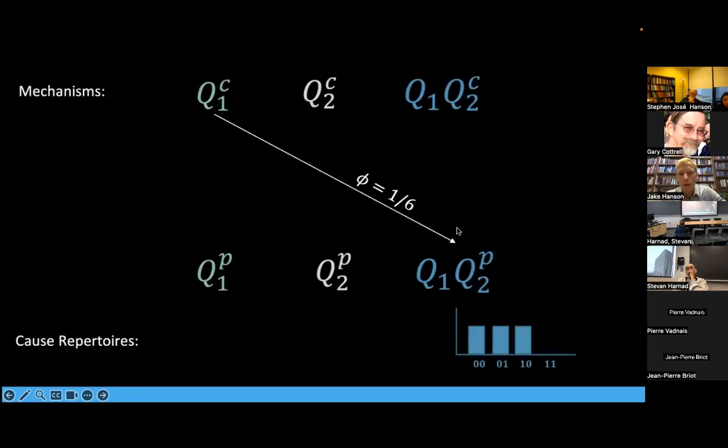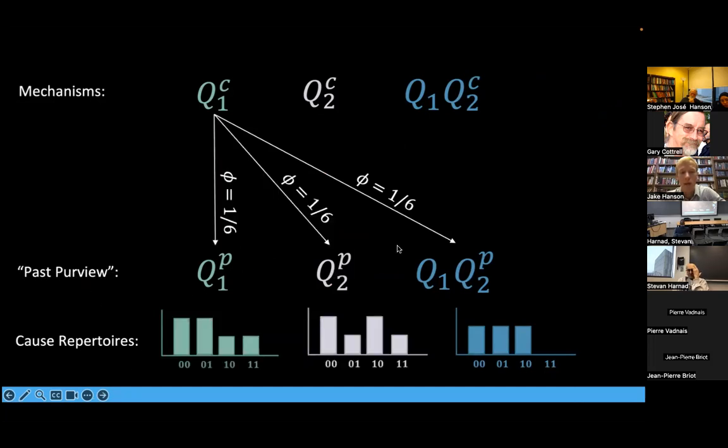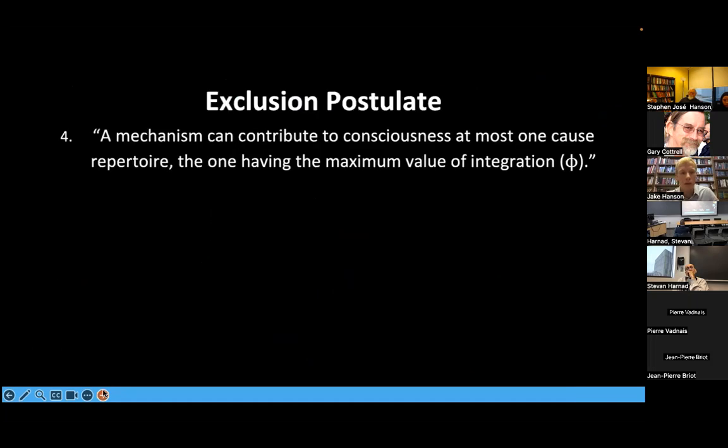Okay, so that was one part of the calculation. This calculation is massive. You need to do this process for every possible mechanism in the past. So that's called your past purview. So you repeat this and you get these different cause repertoires for each element of the past purview. And you find that they each have a little phi value of 1/6. So here's the crux. The next step is applying the exclusion postulate. The exclusion postulate states that a mechanism can contribute to consciousness at most one cause repertoire, the one having the maximum value of little phi.